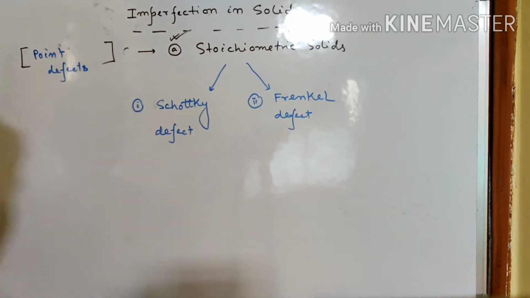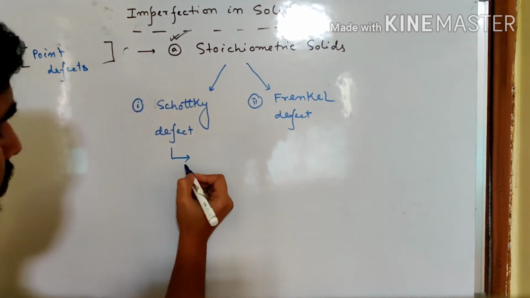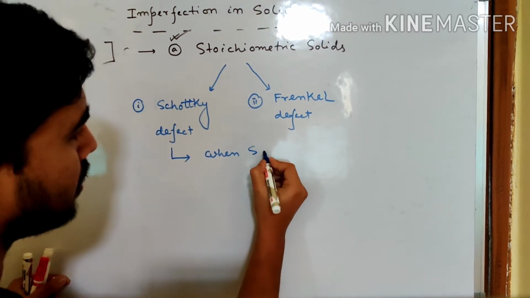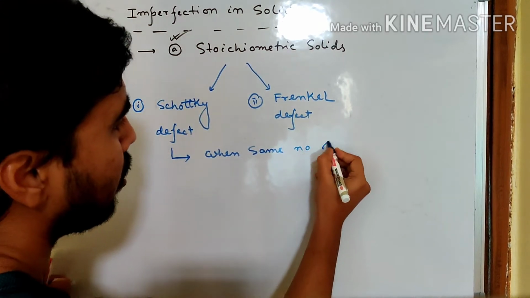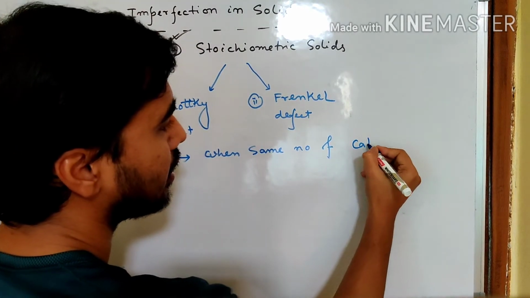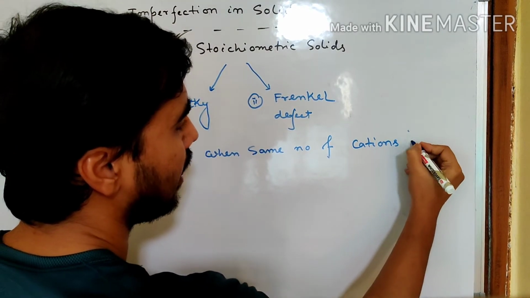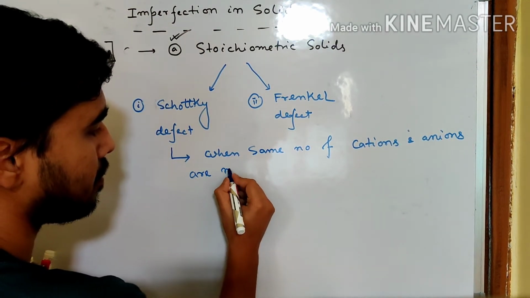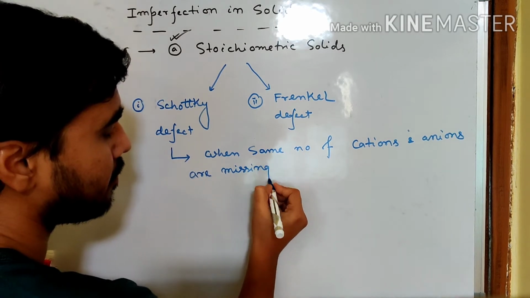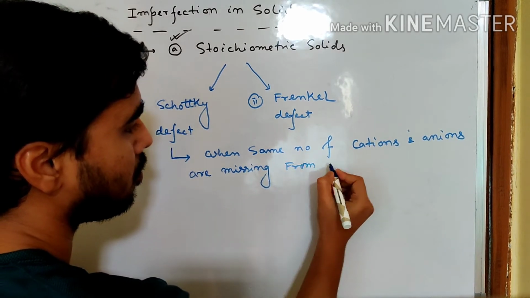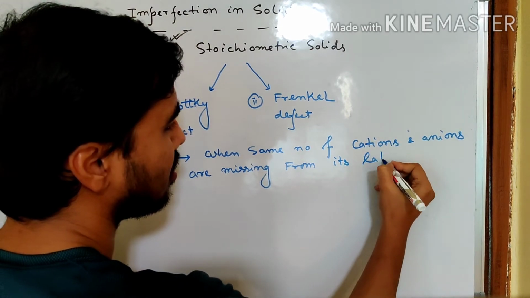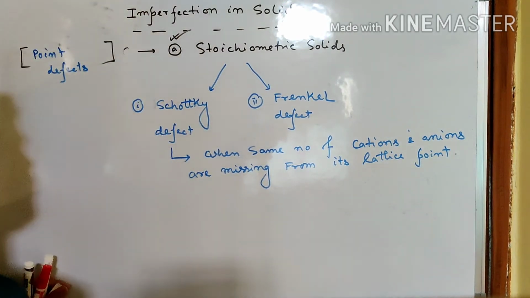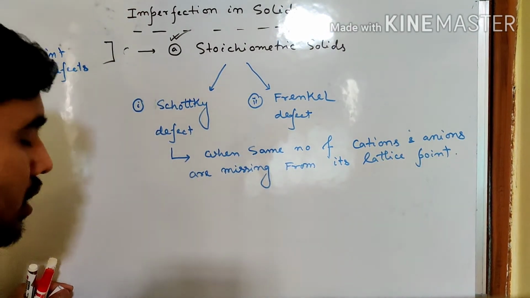First of all, Schottky defect. Schottky defect means when same number of cations and anions are missing from its lattice point or its original point. So let us draw it.